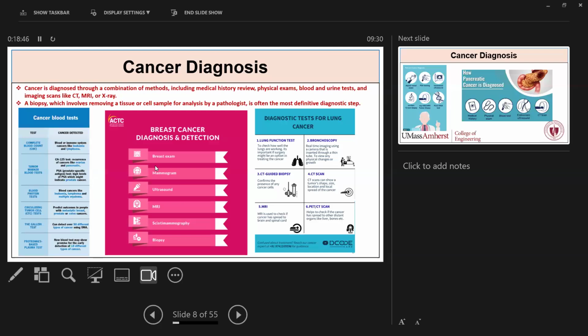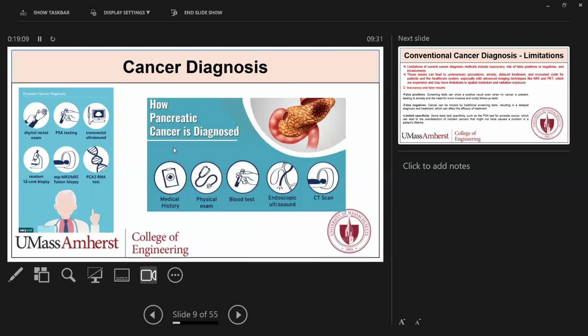And say, for example, breast cancer. First they do breast exam, mammogram, ultrasound, MRI, synthetic mammography, biopsy. And for lung cancer, lung function test, bronchoscopy, CT guided biopsy, CT scan, MRI, PET. I have one more thing. Pancreatic cancer is diagnosed with medical history, physical exam, blood test, endoscopy, and CT scan. Similarly, different cancers can be diagnosed in different ways or with a combination of conventional methods, right?